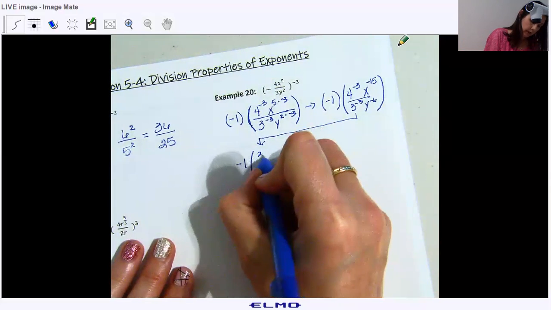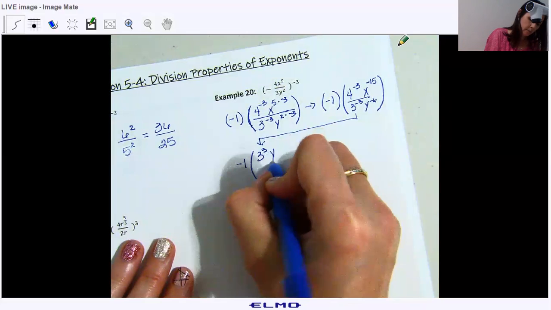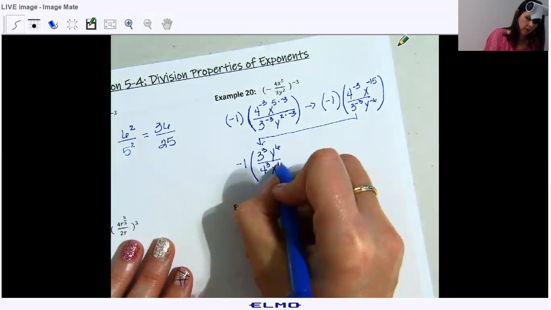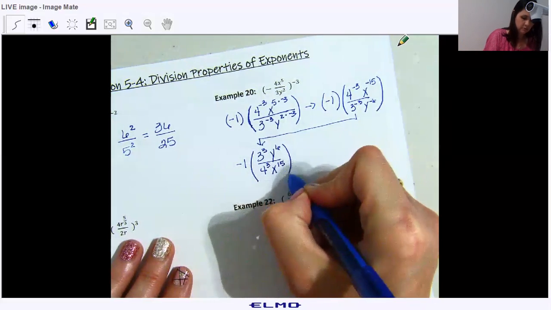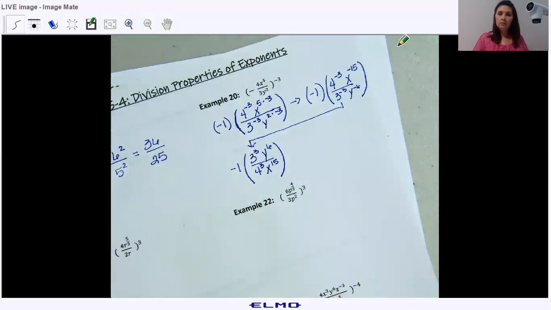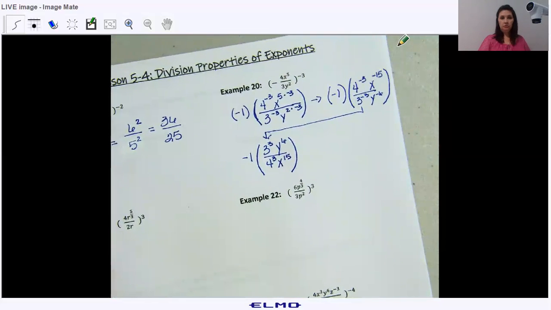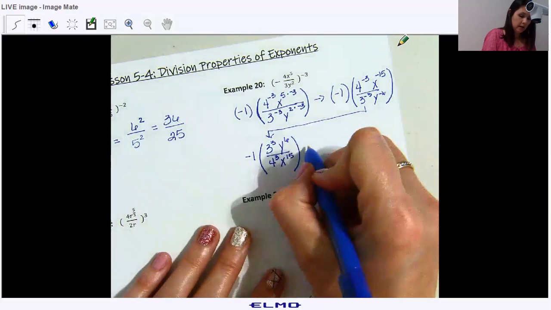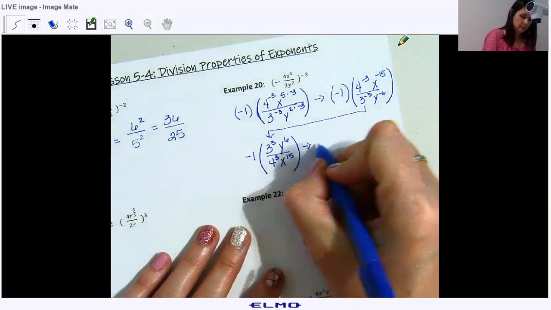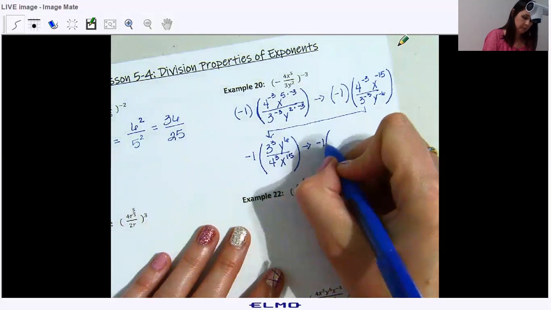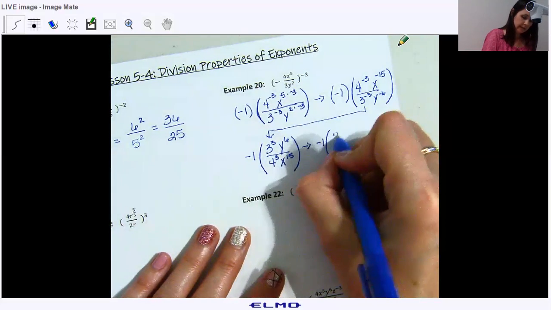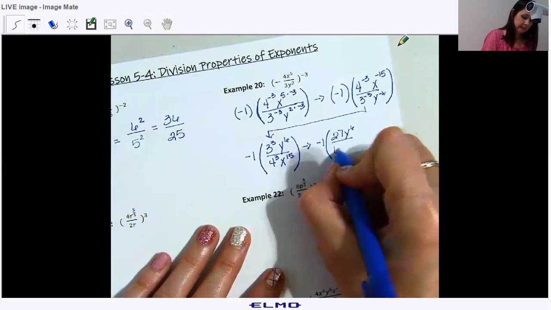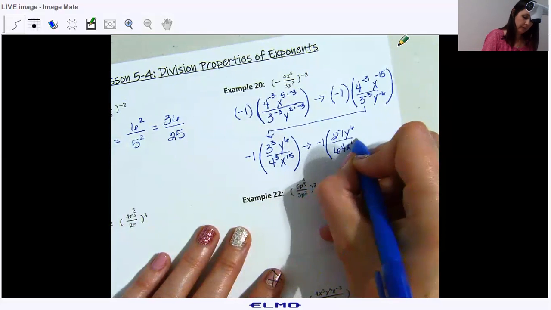So now we have 3 to the power of 3, y to the power of 6 over 4 to the power of 3, x to the power of 15. So we're really applying almost every lesson we've done so far into this one problem. Okay, I'm going to rewrite it again. Negative 1 times 27 y to the power of 6 over 64 x to the power of 15.